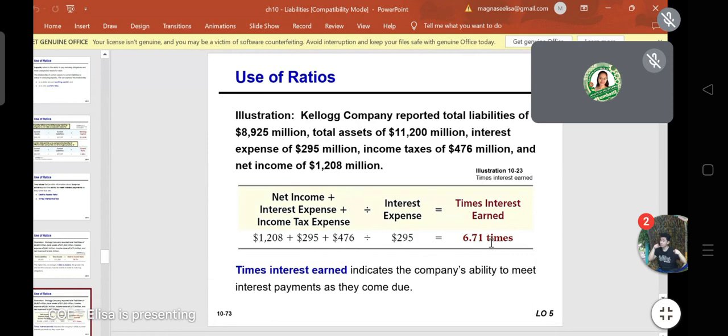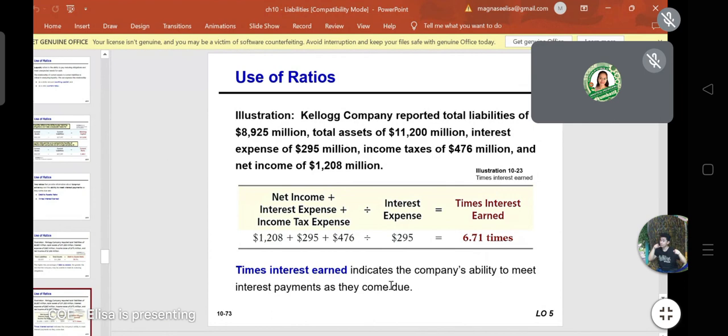So you have also here the times interest earned. So the formula is net income, add back the interest expense plus income tax expense, divided by the interest expense, which gives you, in this case, 6.71 times. So for every 1 peso of interest expense that we pay, there is 6.71 times available net income that will be able to meet the interest payments as they come due. You understand the meaning of it.